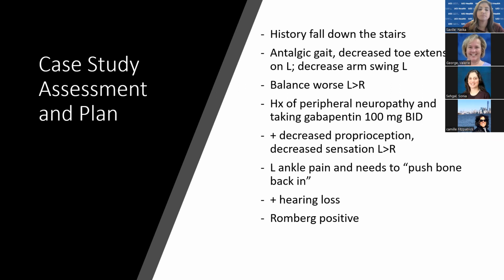I did order an ankle x-ray because of her pain. It showed she had an old lateral malleolus tib fracture. She had an MRI the year before and it was fine. The gabapentin dose is low, so I would just watch and monitor that. I don't think that's causing a risk for falls. And then she had a DEXA scan that was done and she had osteopenia. Next slide.